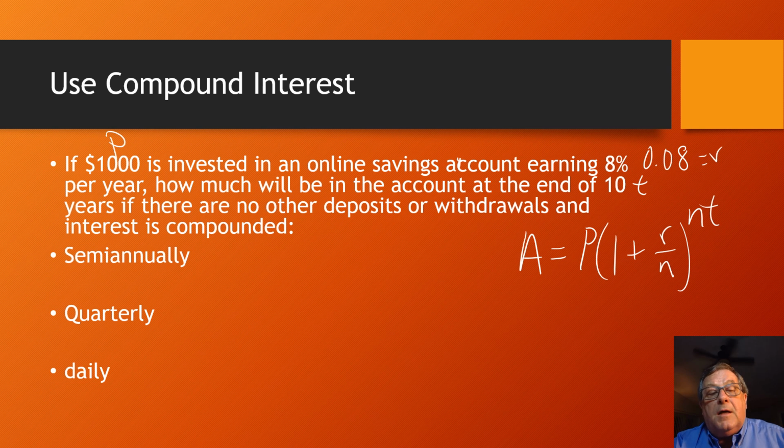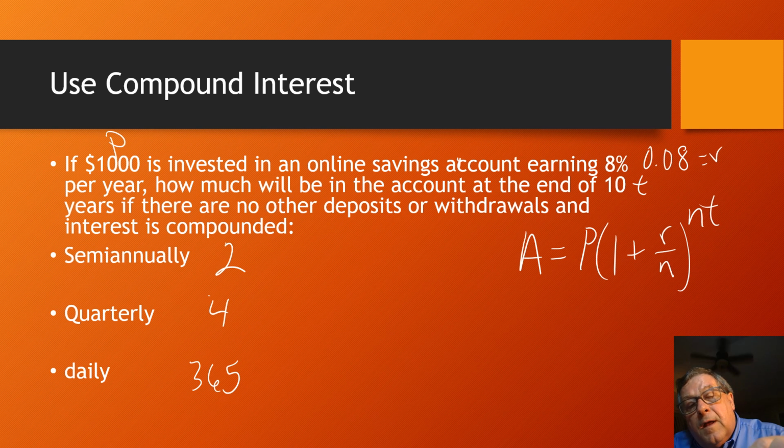If there are no other deposits or withdrawals and the interest is compounded. And then we got 3 compounding periods, semi-annually. So how many times would it compound if it's a semi-annual compounding? Well, that'd be 2 times per year, every 6 months. Quarterly, that's every 3 months. That's 4 times a year. And daily, well, daily would be 365.